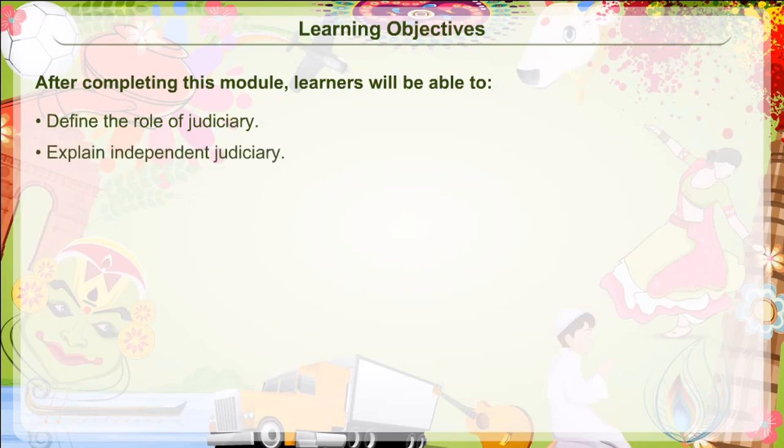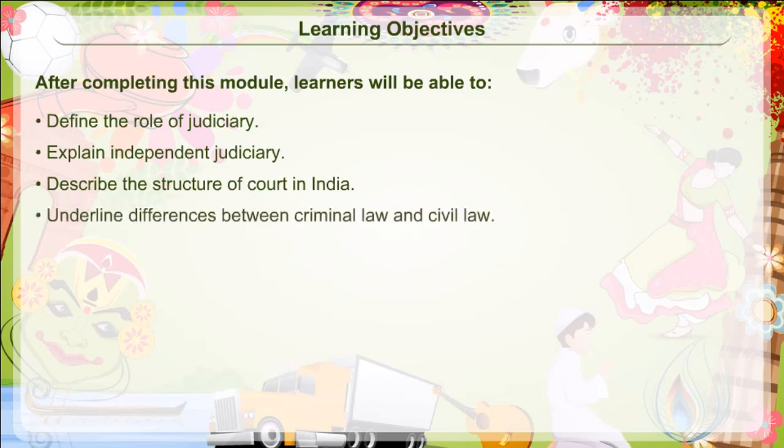Learning objective. After completing this module, learners will be able to define the role of judiciary, explain independent judiciary, describe the structure of courts in India, and underline differences between criminal law and civil law.